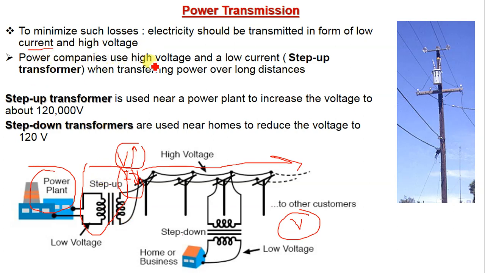So power companies use high voltage and low current step-up transformers when transferring power over long distances. A step-up transformer is used near a power plant to increase voltage to about 120,000 volt. Step-down transformers are used near homes to reduce the voltage to 120 volt.